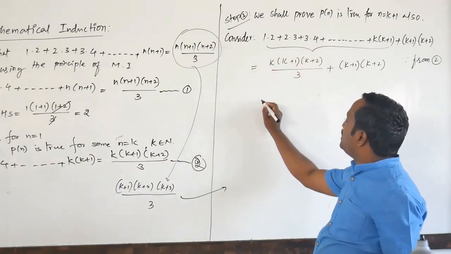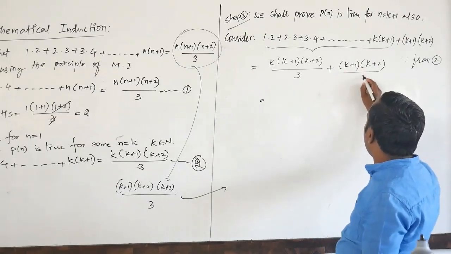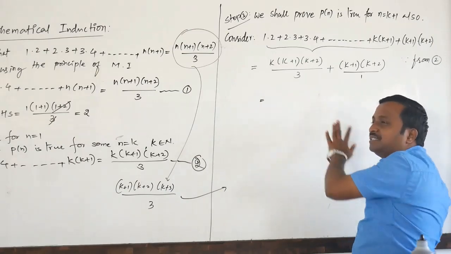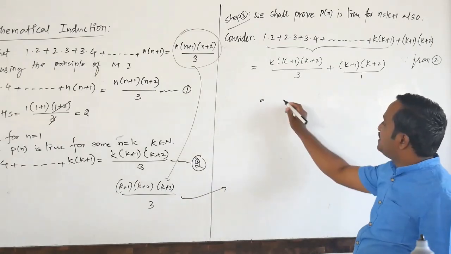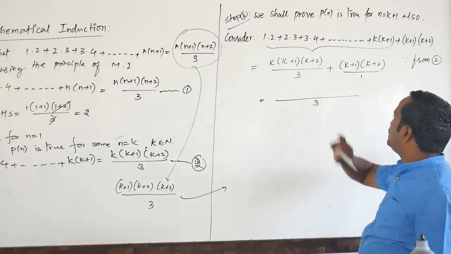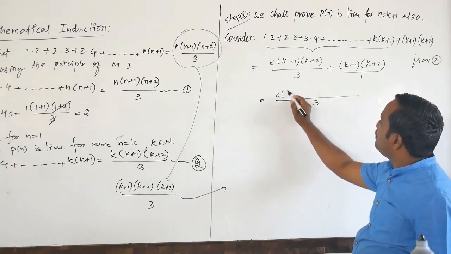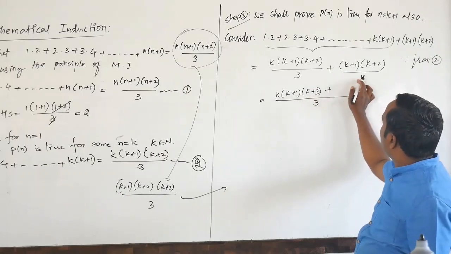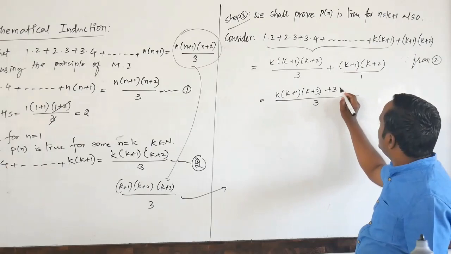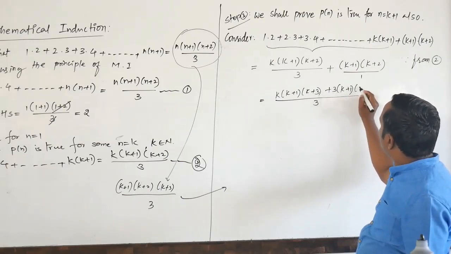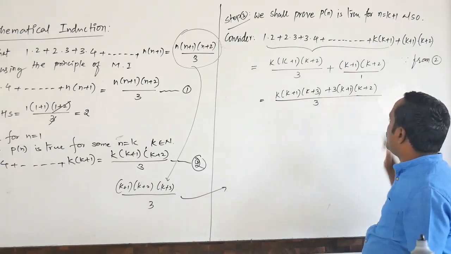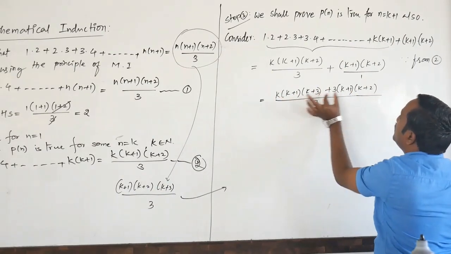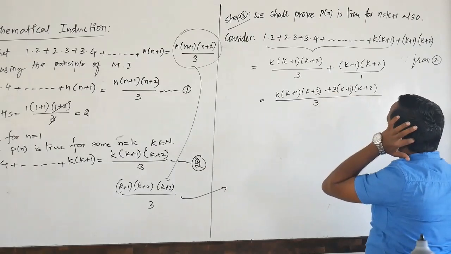So now what is the simple idea? In the previous class I did almost all of this: we have to simplify in the sense of taking the LCM. What is the LCM? 3. So this is k into k plus 1 into k plus 2, plus 1 is there here, multiplied by 3, into k plus 1 into k plus 2. Okay. So what is common in these two? K plus 1 is common and comes outside.